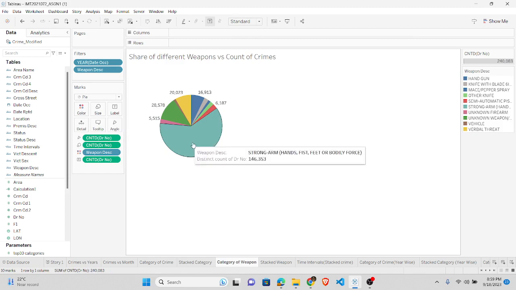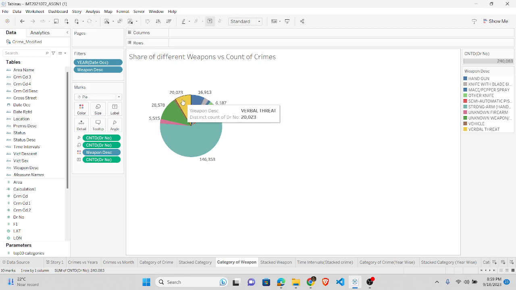This visualization focuses on the weapons used in crimes. One type that dominates is the strong arm, followed by others showing the most commonly involved weapons. The other weapons which contribute significantly are verbal threat and handgun.